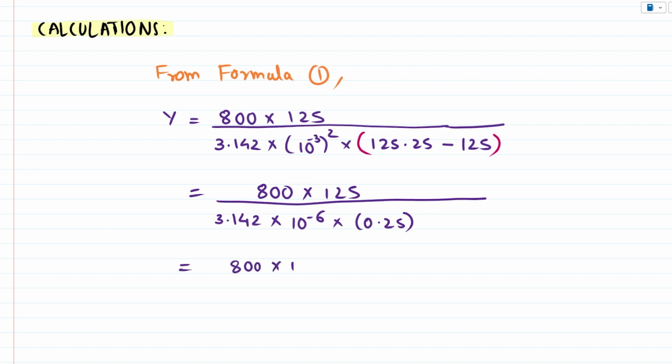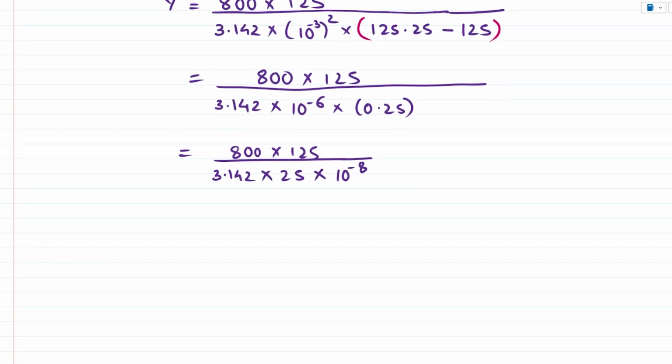So we have 800 into 125 into 3.142 into 0.25, let me write it as 25 into 10 raised to minus 2, and 10 raised to minus 2 into 10 raised to minus 6 can be effectively written as 10 raised to minus 8. I hope everybody is comfortable with this. Now we can do some cancellations. So 25 ones are 25 and 25 fives are 125, and we can also multiply 800 into 5, so that gives us 4000.